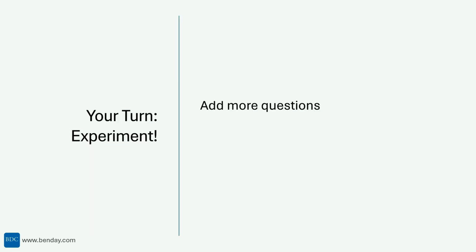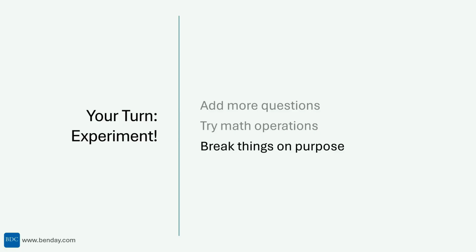Try asking for age, favorite color, whatever. Each Console.ReadLine gets one piece of input. You can do math. Try an age of 25, then Console.ReadLine. In 10 years, you'll be age plus 10. Seriously, break it. Remove semicolons, misspell console, see what errors you get. That's how you learn.